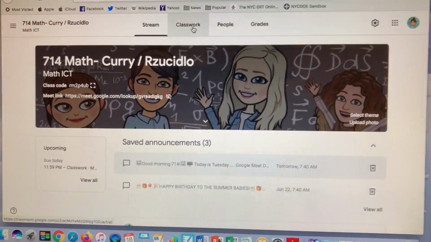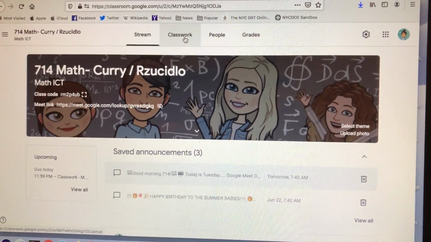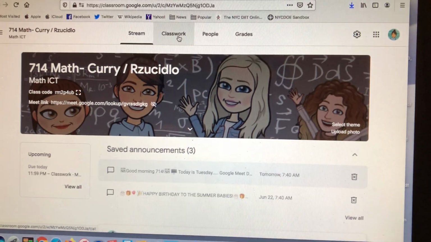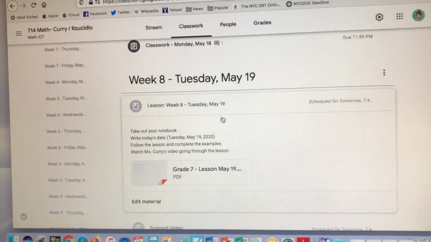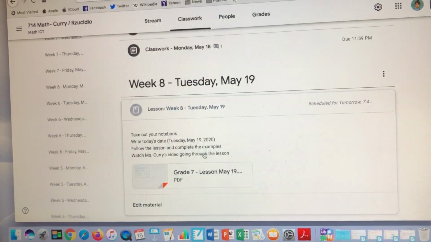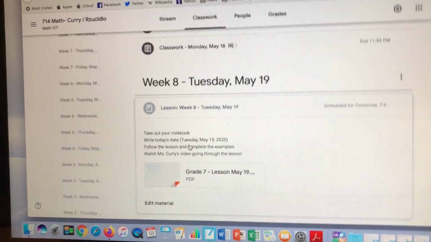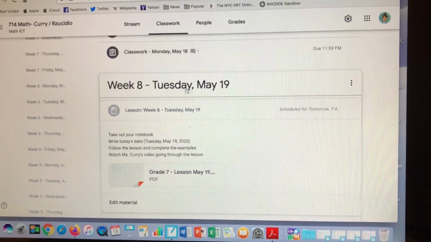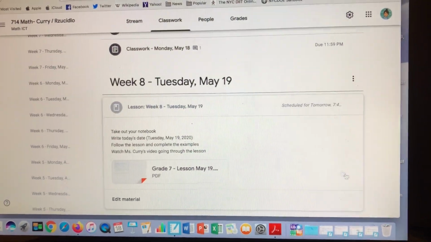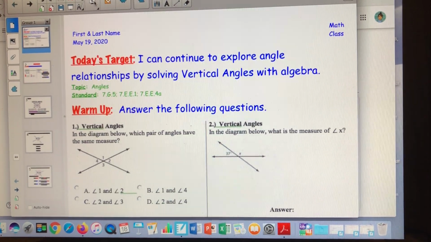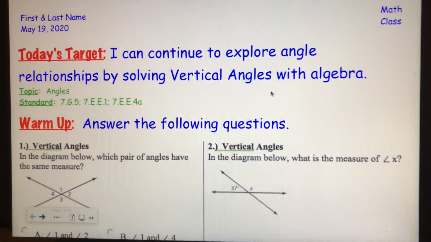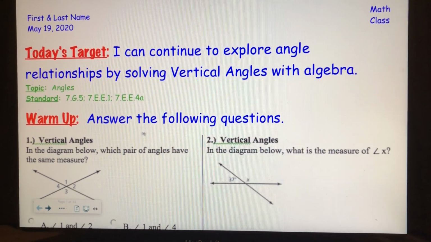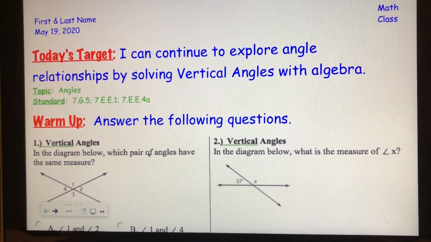So let's take a look at today. You will click on your classwork tab. It doesn't matter what type of device you're using. I suggest you do it this way. And you will notice that we have our lesson. You want to take out your notebook, write down today's date, and I'm going to pull up our lesson right now. And you're going to write the target down, just as if we're in school. And you're going to write down the warm-up.